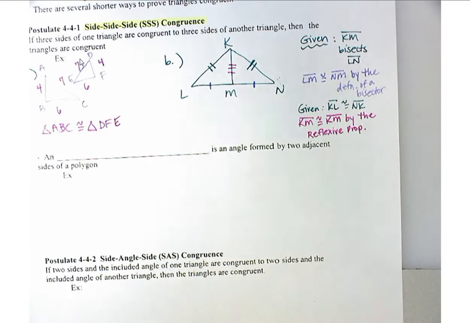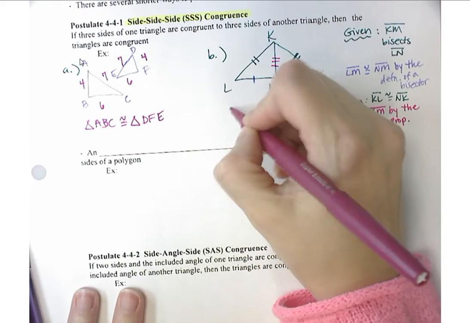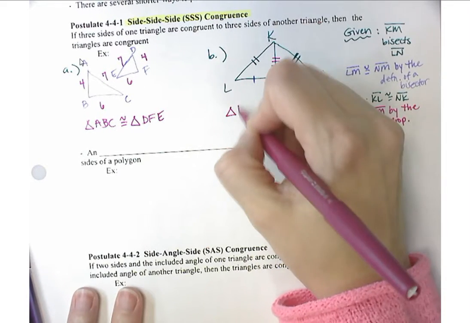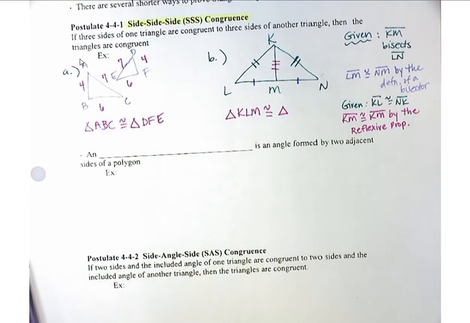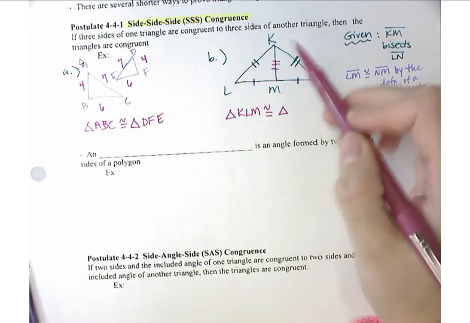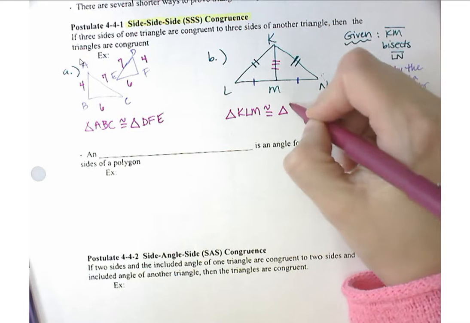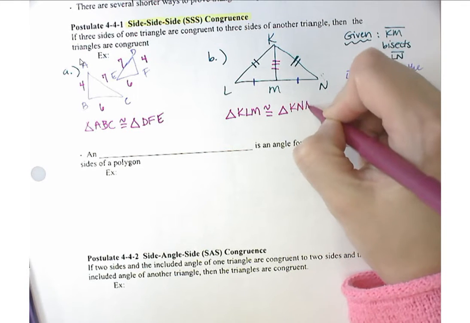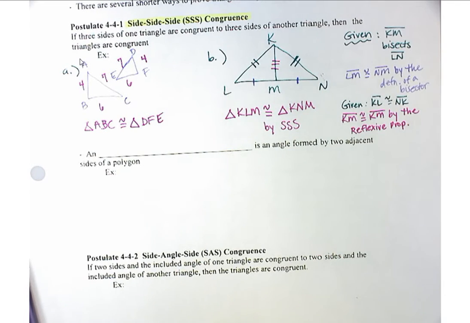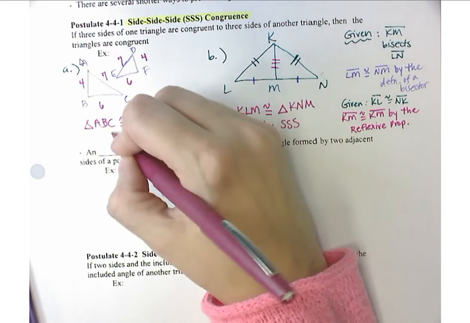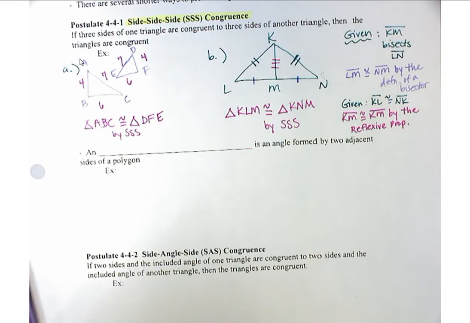Now, what we would be trying to do here is prove those two triangles are congruent. So we would say that triangle KLM is congruent to, and again, when I name this, I need to be careful of how I name this. From K to L, that's going to match up with K to N. And so this will be KNM, and this would be by side, side, side. This would also be by side, side, side. Okay, that's your side, side, side congruence theorem.